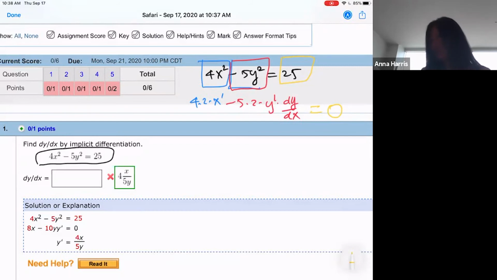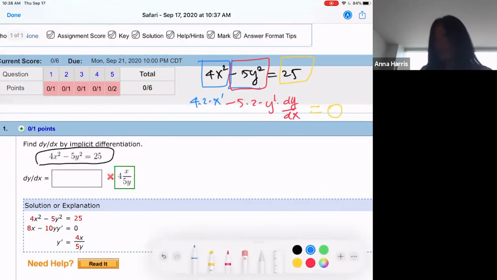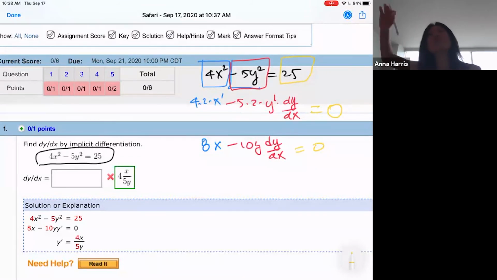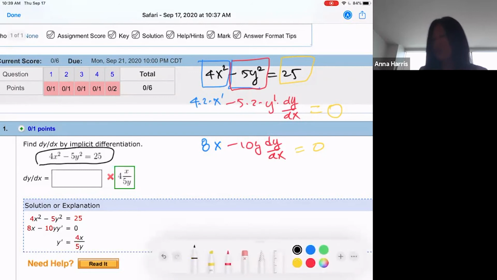All right, let's just simplify it one more time. 4 times 2 is 8x. 5 times 2 is a negative 10y dy dx. That's simply equal to 0. As we said before, any term that does not have a dy dx means it goes to the right-hand side. So I'll just go and move it.